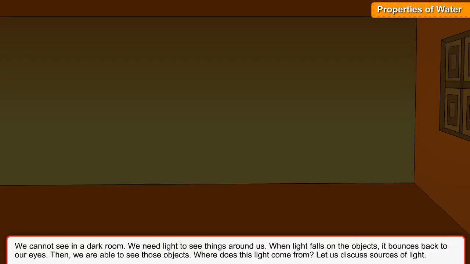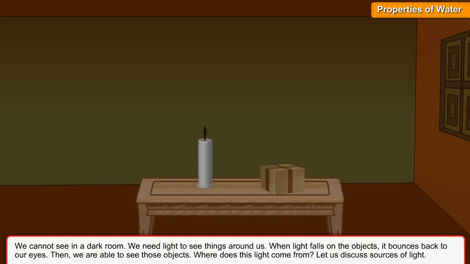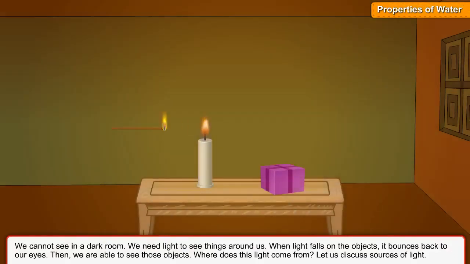Light. We cannot see in a dark room. We need light to see things around us. When light falls on the objects, it bounces back to our eyes. Then, we are able to see those objects.